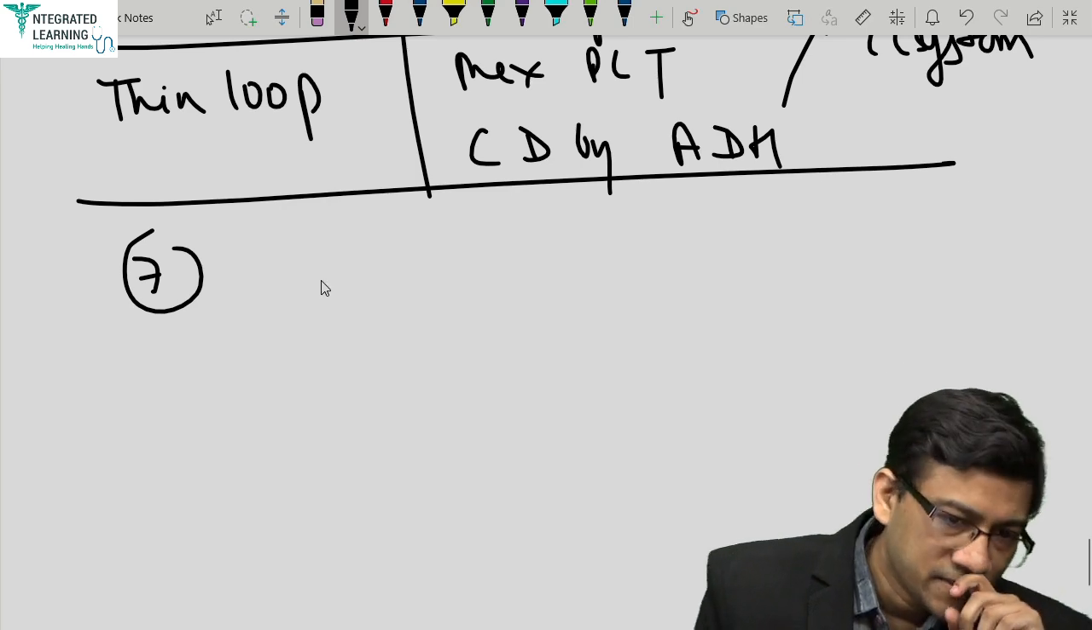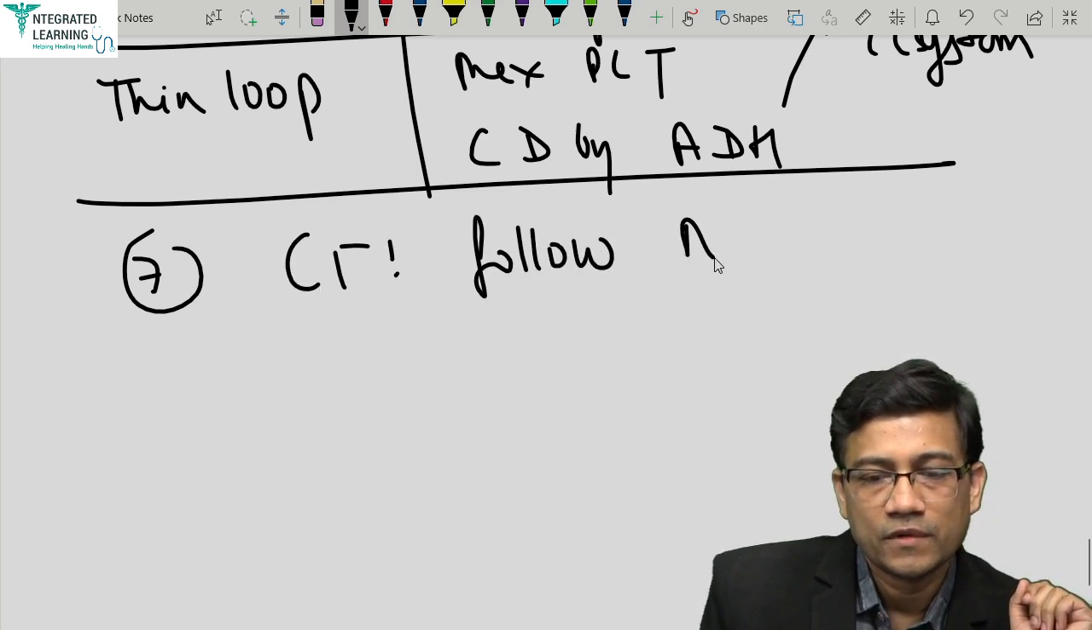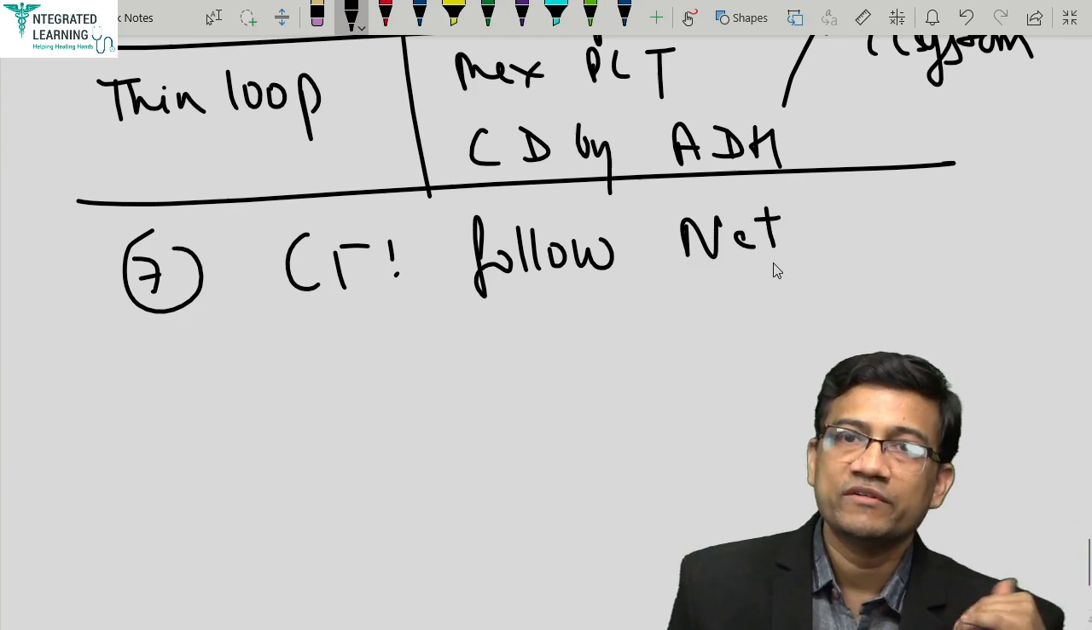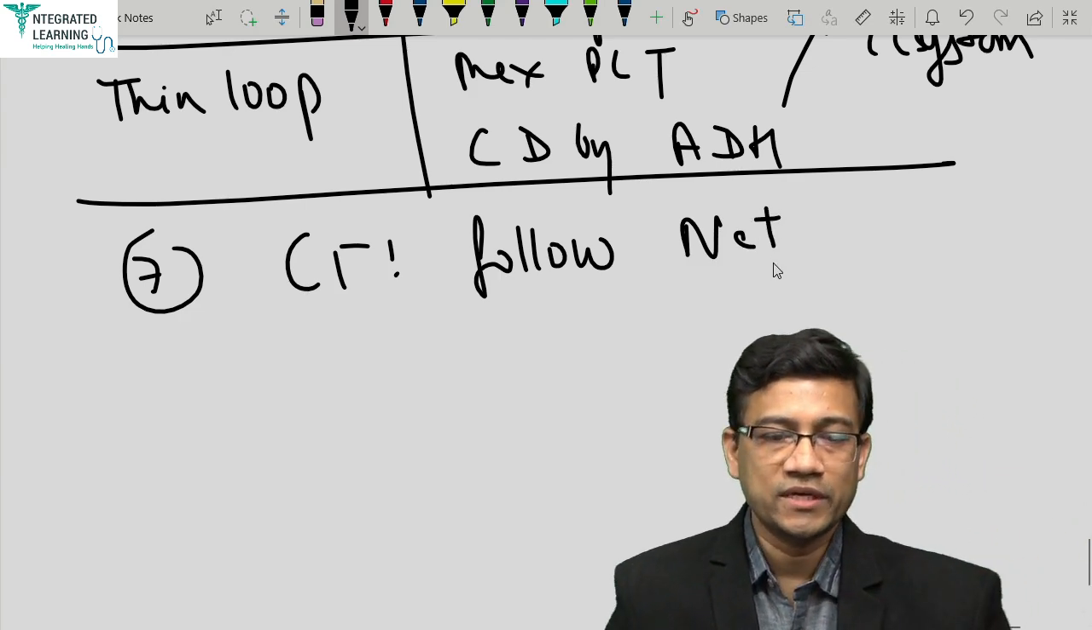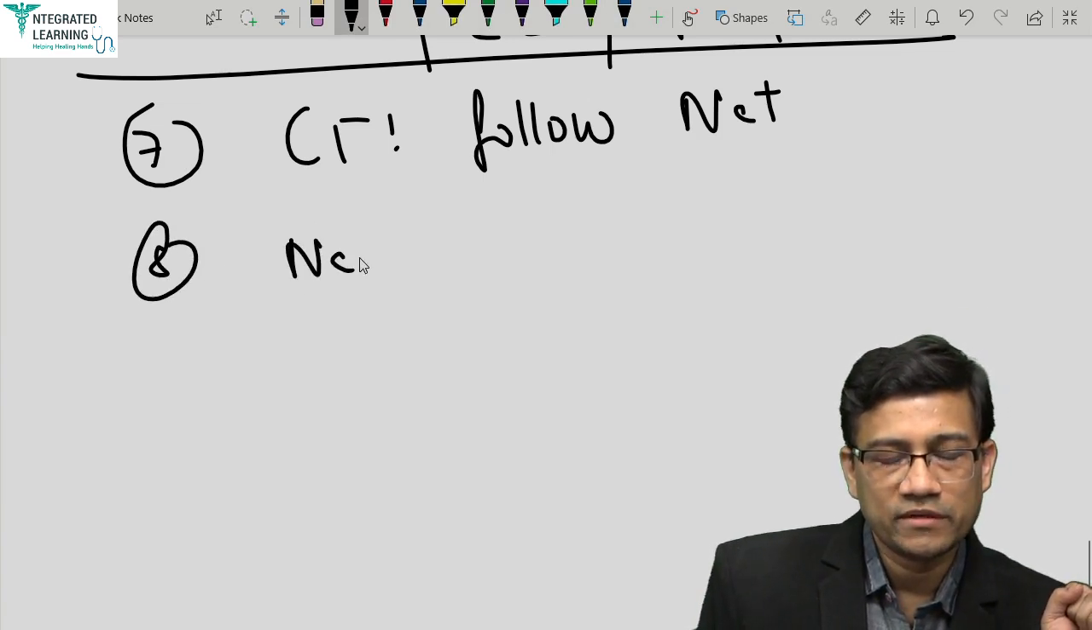Number 7 we see in this case is chloride. Now it just follows sodium. That means whatever amount of sodium is reabsorbed, the same amount of chloride is reabsorbed. Number 8 is sodium itself.